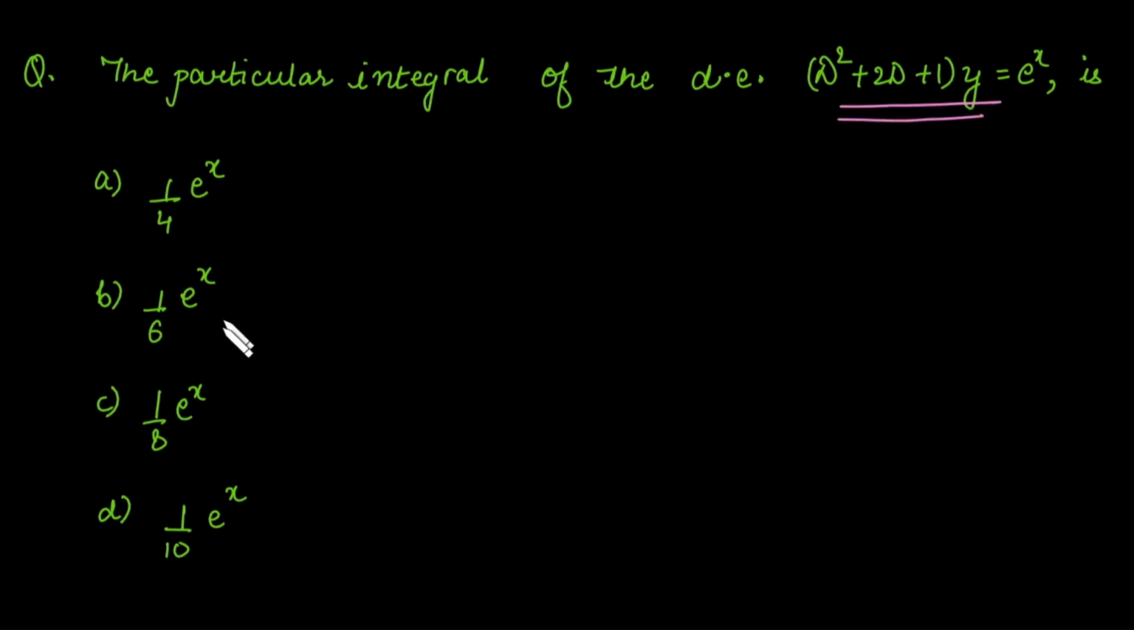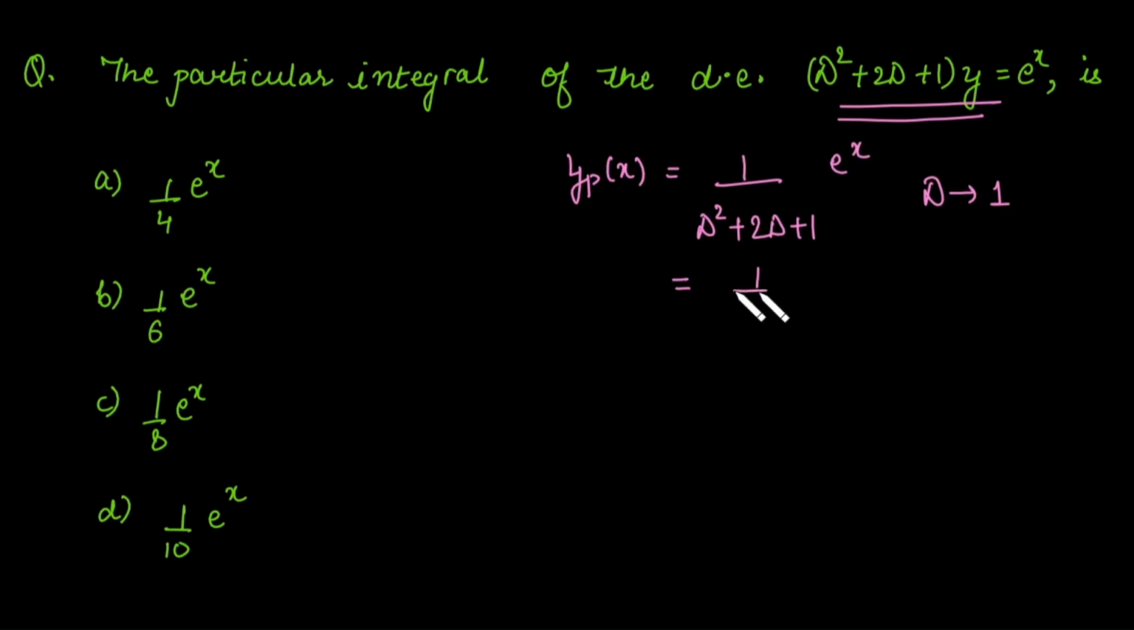So we have in the option e raised to power x, we need to determine what is the constant term over here. So what we can do is write the particular integral equal to 1 upon D square plus 2D plus 1 times e raised to power x. In this case, D is replaced by a, and a is the coefficient of x, that is 1. Replace D by 1, we have 1 by 4 e raised to power x, and hence we have the option A.